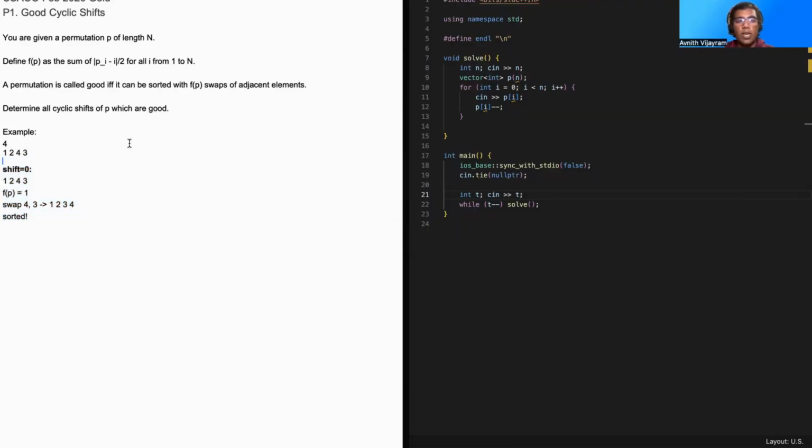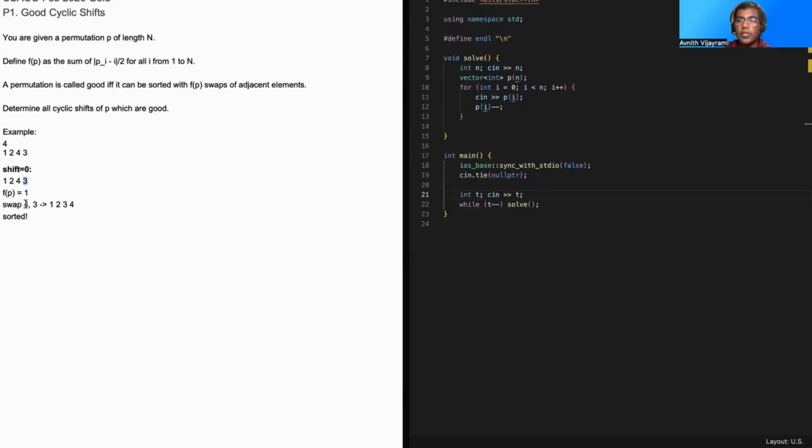So for example, we have this permutation, which is 1, 2, 4, 3, and there are four cyclic shifts. So the first cyclic shift is if we do nothing. So you have the original permutation. And if we calculate what f of P is, we get 1 minus 1, which is 0, and then 2 minus 2, which is 0. And then we have 4 minus 3, which is 1, divided by 2. And we have 3 minus 4, which is negative 1, but we take the absolute value. So we also get 1 half here.